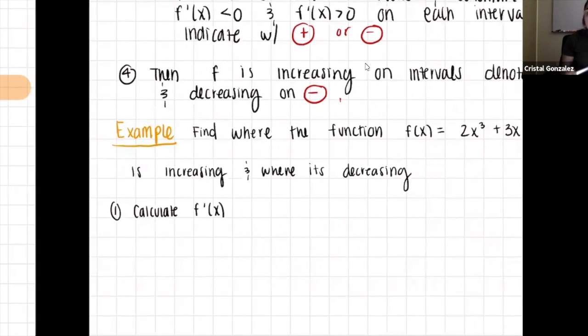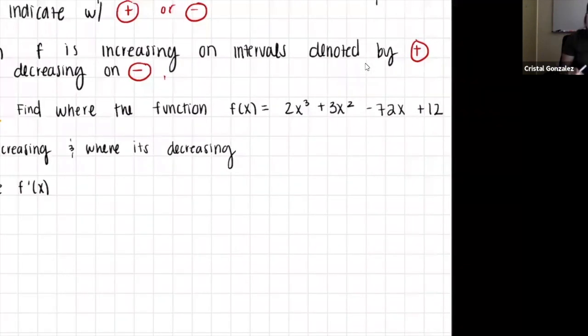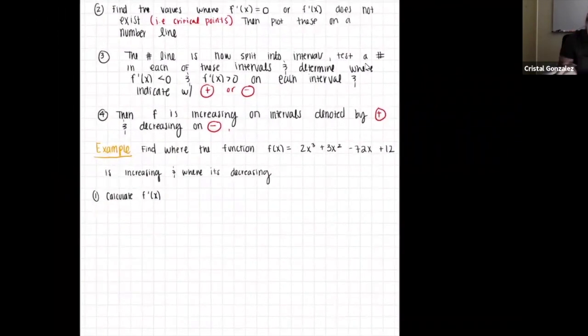Okay, so go ahead and pause the video for a second so that you can calculate f prime of x, and then we'll check our answer together. So hopefully you got f prime of x is equal to 6x squared plus 6x minus 72. So that's our derivative.